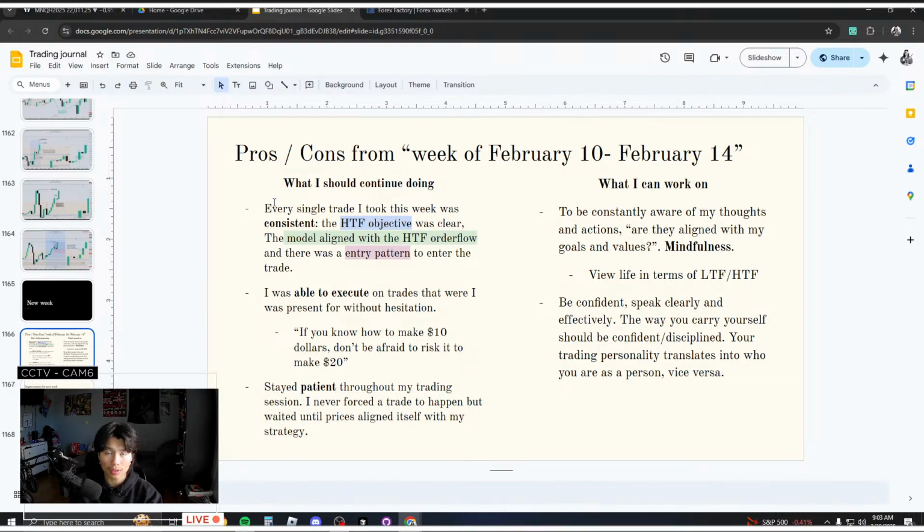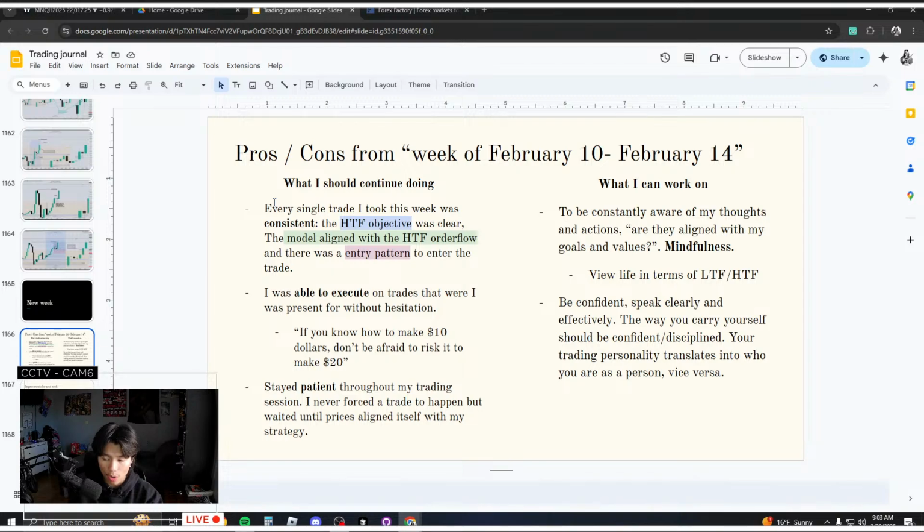If someone were to come up to me and ask me, hey, why did you take this specific trade here? I should be able to explain to them, hey, this is my higher time frame objective. This is how or where I want to see prices continue in a macro sense.